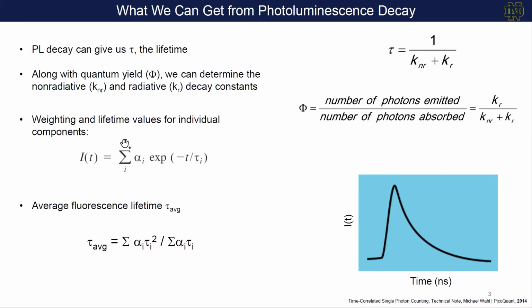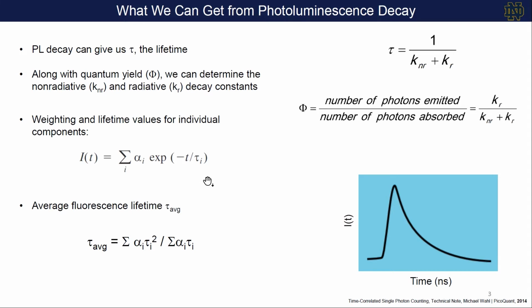Additionally, we can get all sorts of information on the weighting and the lifetime components. For example, if we have a multi-exponential decay of our sample, the intensity as a function of time is the sum over i of each one of these prefactors, alpha sub i, times e to the negative t over tau sub i. Again, this is equivalent to e to the negative kt, because 1 over tau is equal to k, the rate. Those are inversely proportional to each other.